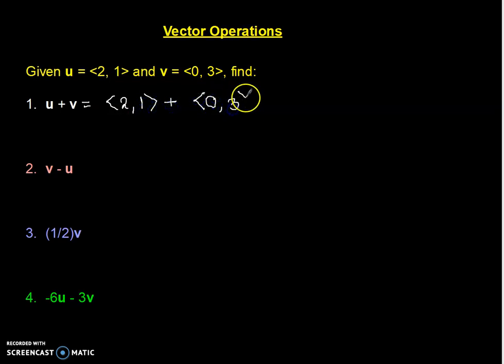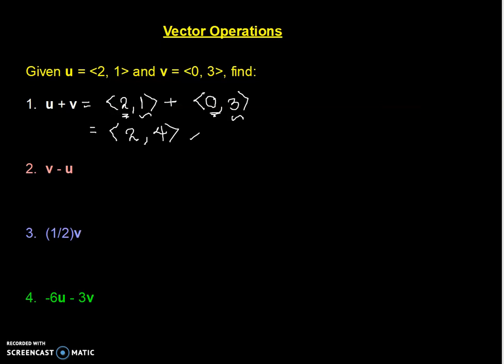Now, just like adding and subtracting rules, you can only add like terms. So you can only add the x values together, and you can only add the y values together. And that would be your vector u plus v.